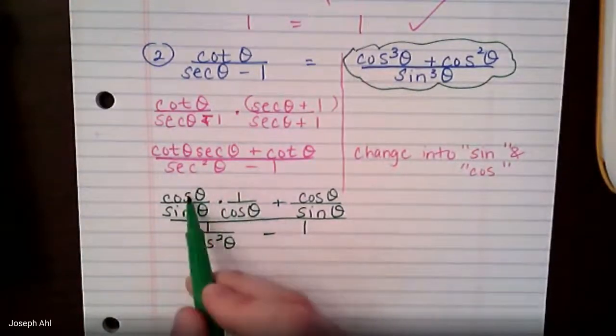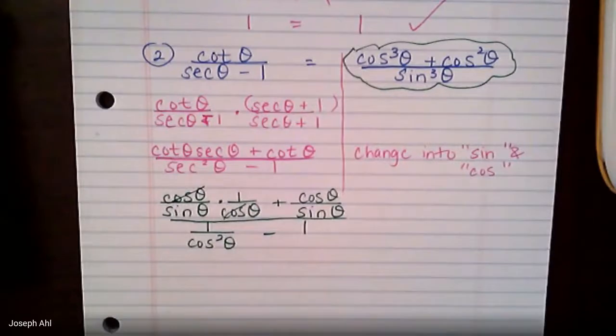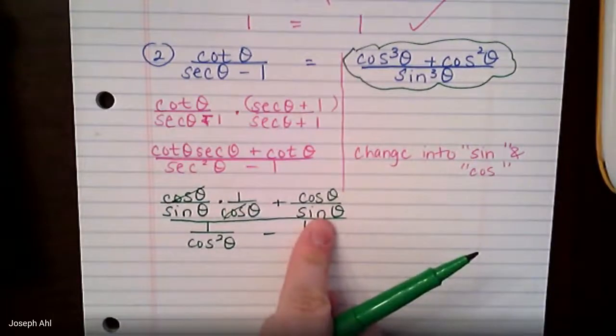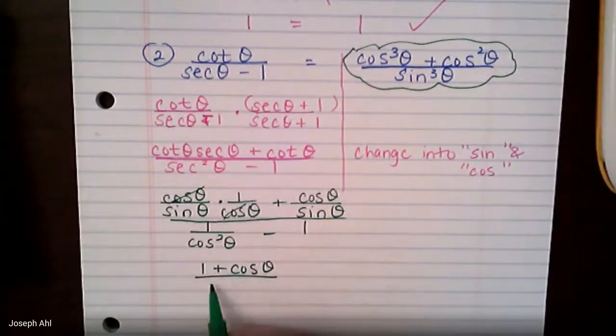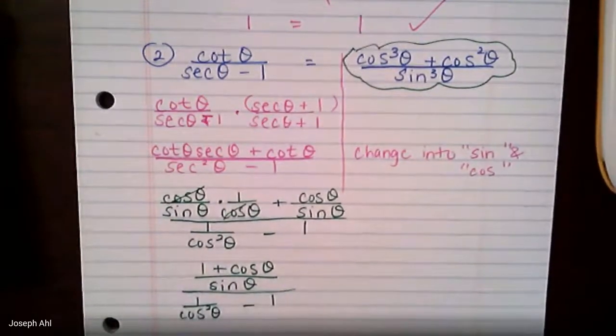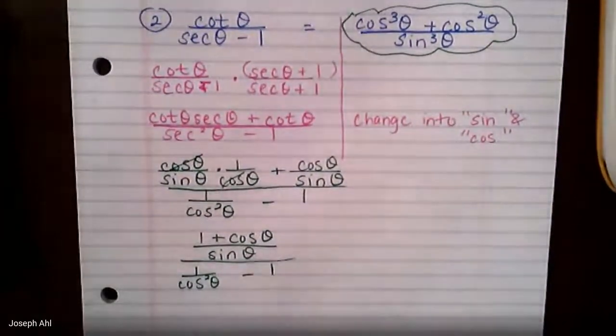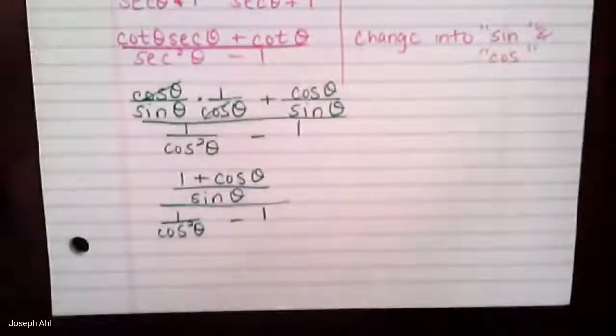Before I actually do anything else, I'm going to simplify this by crossing off those cosines. So really, this is just 1 over sine, isn't it? And since it has the same denominator as this, we can probably even express this as 1 plus cos all over sine. And the denominator is 1 over cos squared minus 1. So this is definitely a complex fraction. We've got fractions within fractions here.